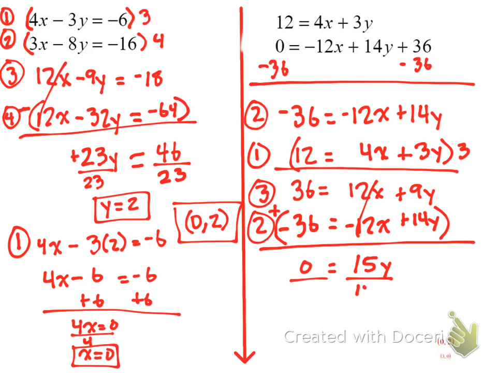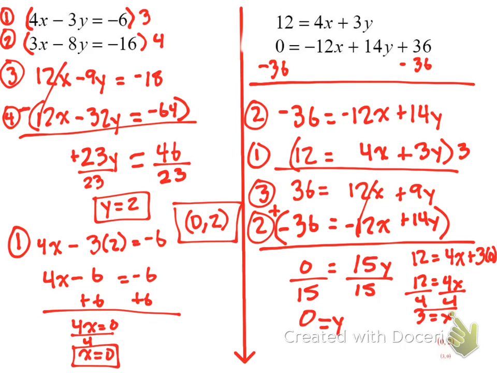Divide both sides by 15. 0 divided by 15 is 0, which is equal to y. Okay? So that's our y. And then for our x, we just plug it back in. I'm going to pick equation 1, which is 12 is equal to 4x plus 3y. And we know y is equal to 0. So it's really like saying 12 is equal to 4x. Divide both sides by 4. And 3 is equal to x. Therefore, your final answer is going to be an ordered pair of (3, 0).